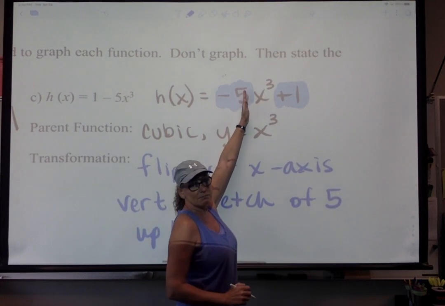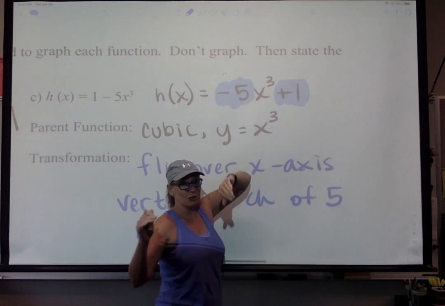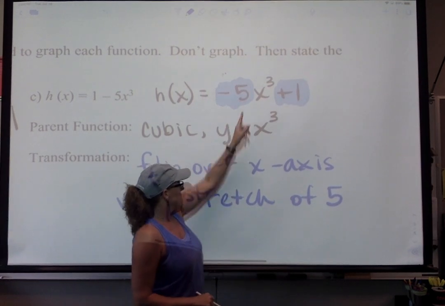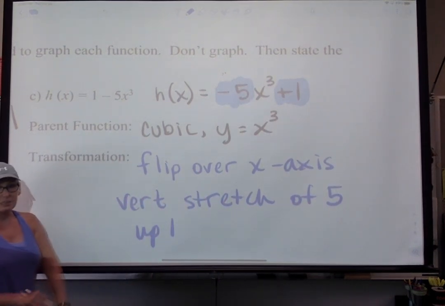Now I see a 5. What does the 5 do? Well, it's a vertical something. And remember, vertical, what you see is what you get. So this is going to be a vertical stretch of 5. Now we're finished with the 5.